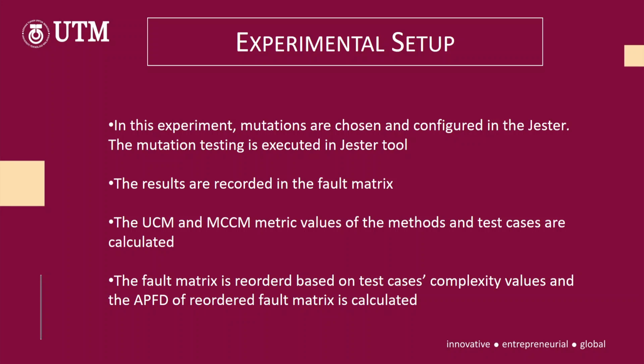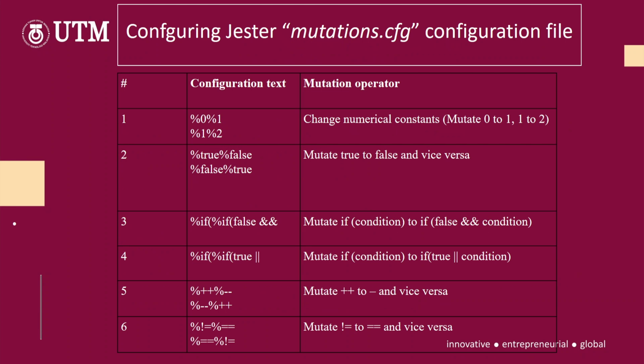The first step is mutations are chosen and configured in Gesture. Then the mutation testing is executed in the Gesture tool. The second step is results are recorded in the fault matrix. The third step is the UCM and MCCM metric values of the methods and test cases are calculated. The fourth step is the fault matrix is reordered based on test cases' complexity values, and the APFD of the reordered fault matrix is calculated.